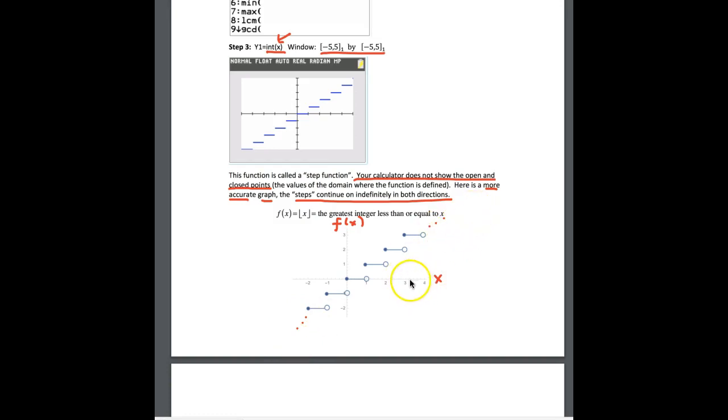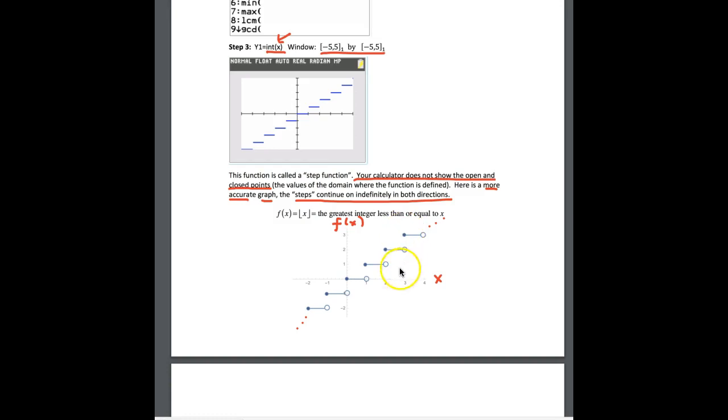So for our example, if I was at 3.14, the greatest integer should be 3, right? At 3, the greatest integer should be 3. So it includes that 3. But if I go to, let's say 2.99, the greatest integer would be 2, because it has to be to the left of it. All right, so you get this idea.